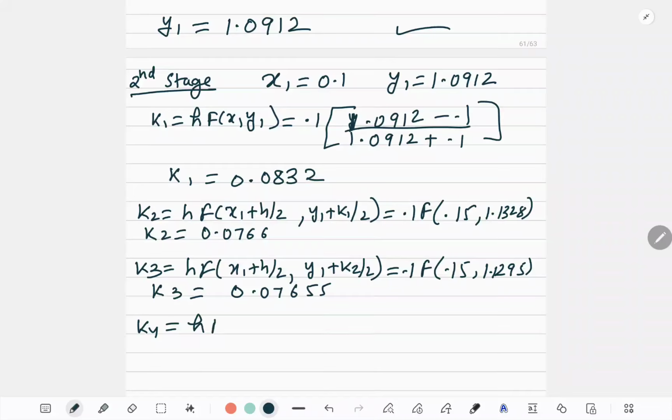Now go to K4. K4 is equal to h f of x1 plus h, comma y1 plus k3. Okay. So this is 0.1. The value of x1 is 0.1, and h means 0.1. So 0.1 plus 0.1 is 0.2. And y1 plus K3, which gives 1.07655.